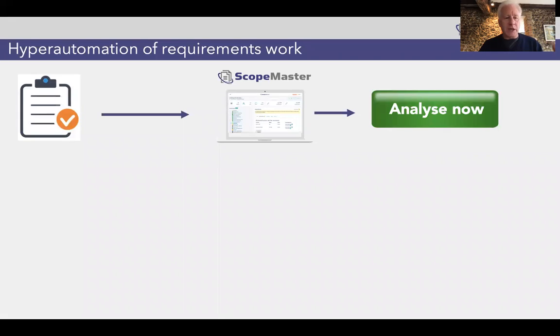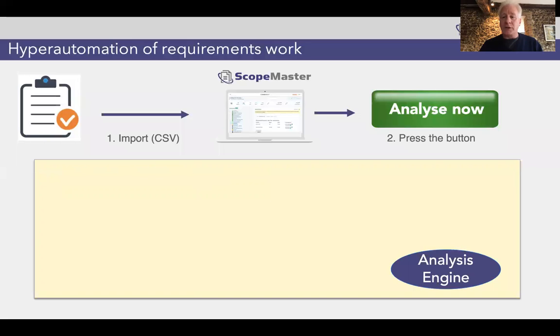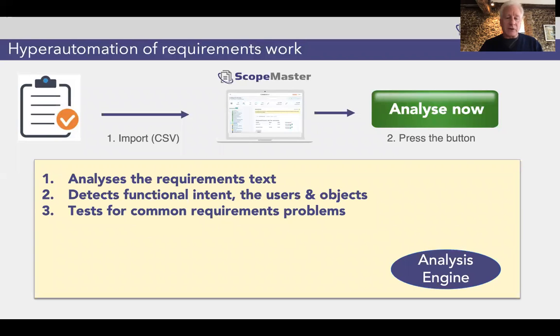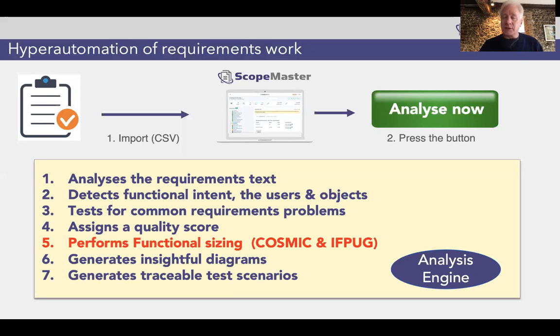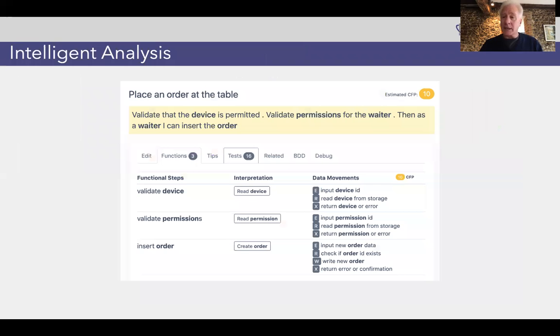So what does it look like? You take your requirements, usually as a CSV file from a spreadsheet or exported from any other requirements repository tool, import them into ScopeMaster, press the green button, and sit back and watch the analysis engine do its thing. It will go through them, analyzing the requirements text, detecting functional intent, looking for specific requirements type problems, assigning a quality score, performing functional sizing, which is extremely useful for estimation and planning, generate insightful diagrams, and even traceable test scenarios so that you can validate that the requirements have been correctly delivered after the event.